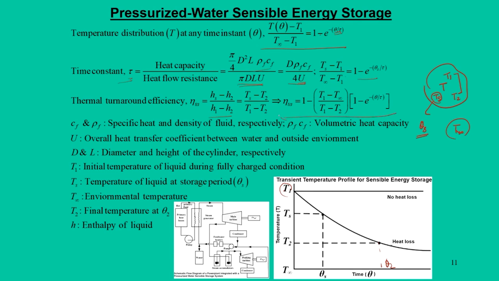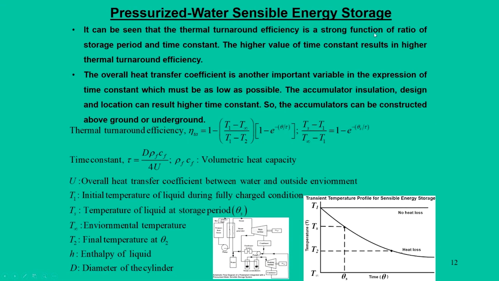Putting this, we find a thermal turnaround efficiency term as a function of initial temperature, final temperature and free stream temperature. And this is our expression for thermal turnaround efficiency for pressurized water sensible storage systems, and this will help us understand how long we can store this pressurized steam in the accumulator. Now, from this we can get some inferences: thermal turnaround efficiency is a strong function of the ratio of storage period and time constant.